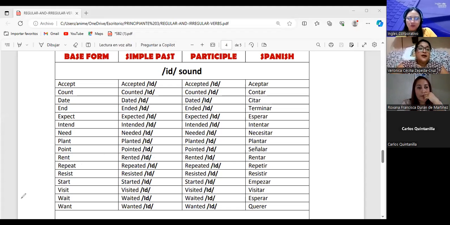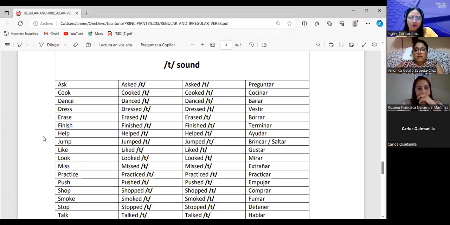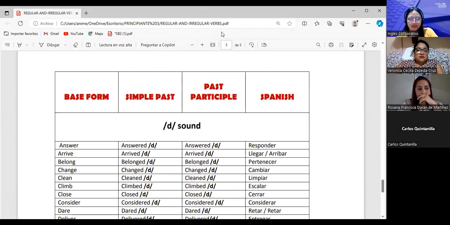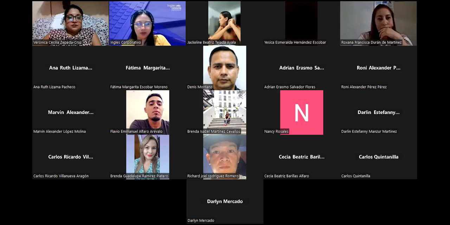Vale, les estaba preguntando con este sonido, id. Vamos a pausar aquí y digo otro verbo, ya no es con ed. Cambio de sonido para que identifiquen si es con este, con t sound o con d sound. ¿Listos? Here we go, one verb. Close. Close it.